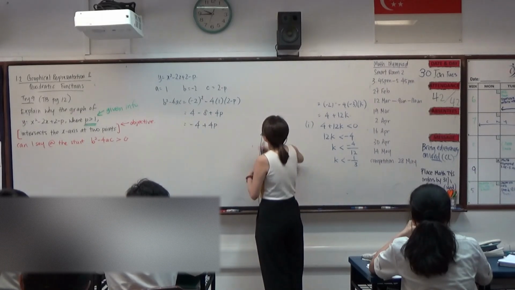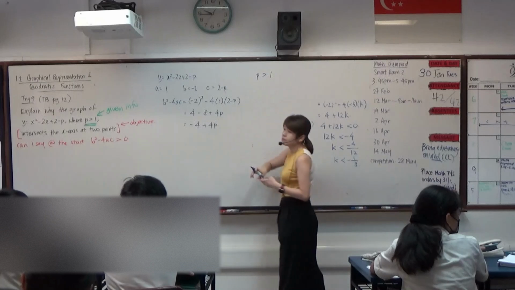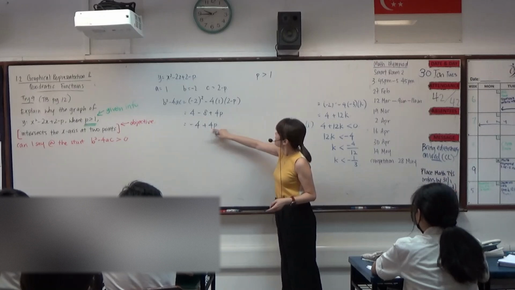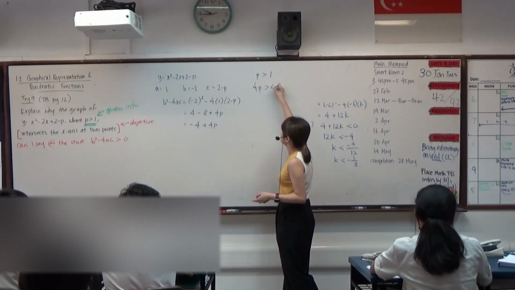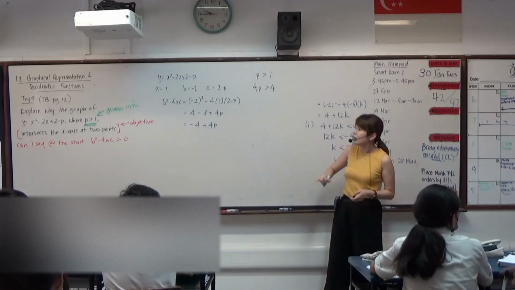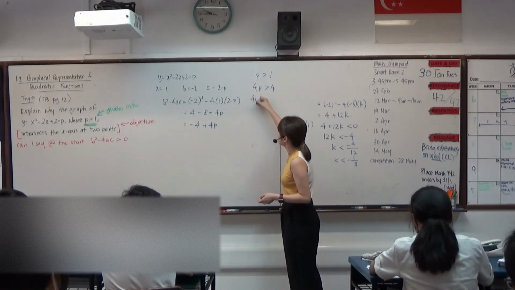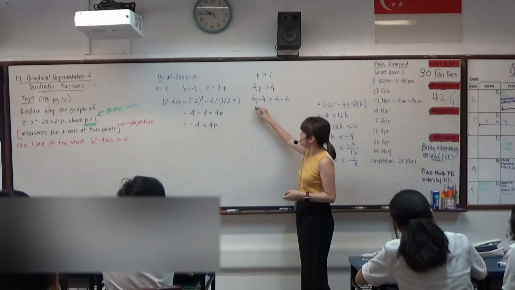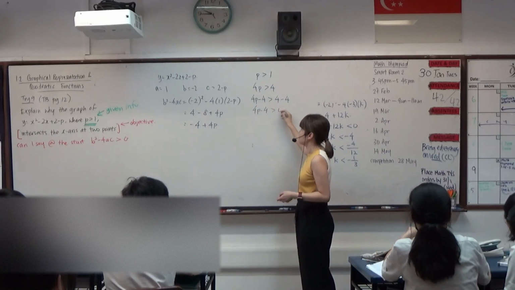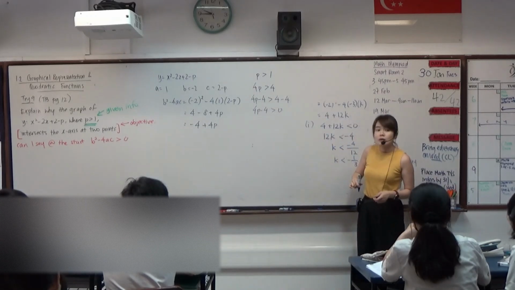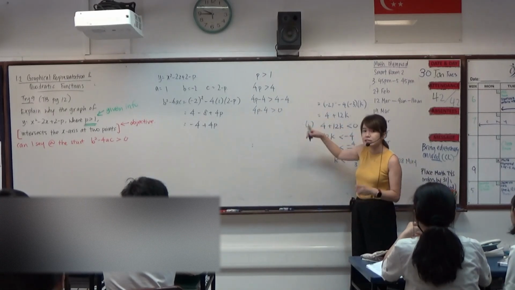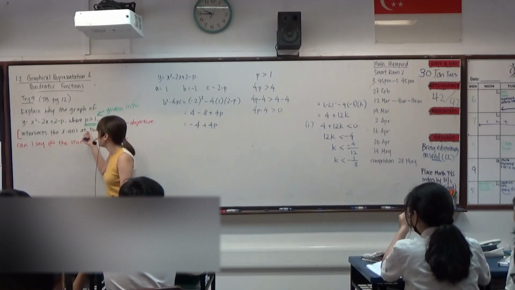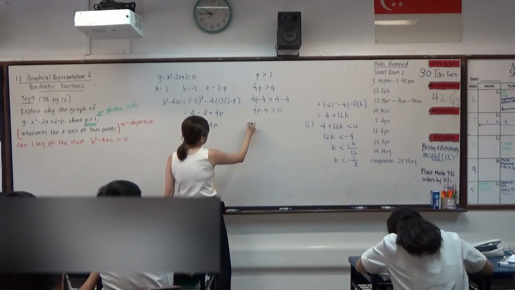Sorry, let me change the marker. We know that p is more than 1. This is our expression for the discriminant. So we multiply by 4 on both sides first. Then after that, I minus away 4. And what does that result in? It results in 4p minus 4 becoming more than 0. So this process is our evidence to show that for this particular graph, there will be 2 x-intercepts.